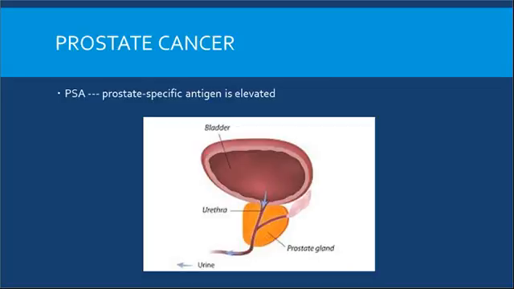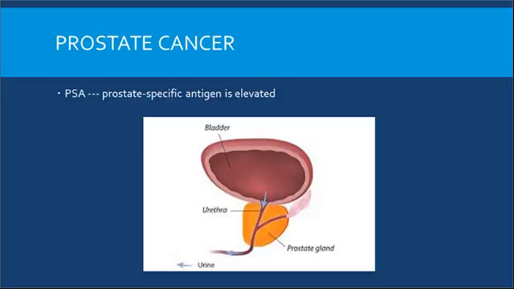Prostate cancer is considered a common disorder of men over age 50. Common in terms of a cancer, but it's not something that everyone gets. It's not that common. There's a test to check for it called a PSA, prostate-specific antigen. It's a blood test. If it's elevated, then there is an opportunity that prostate cancer could be present.